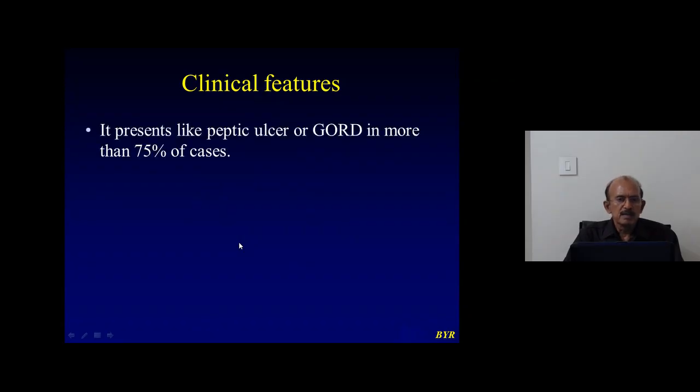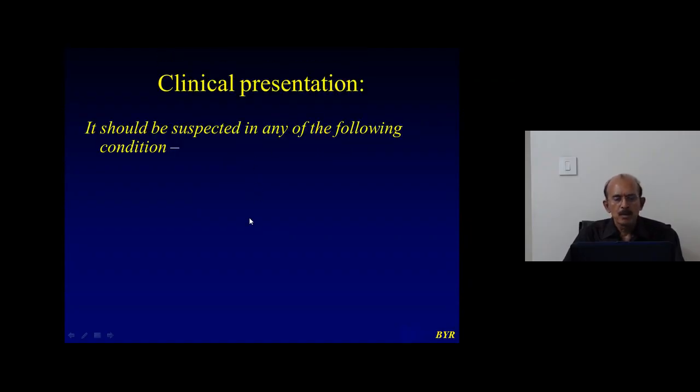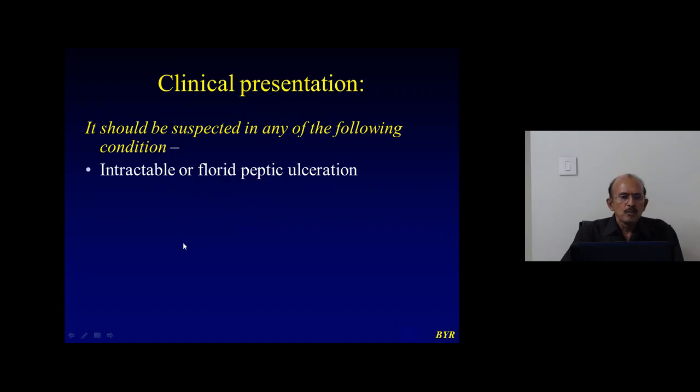Clinical manifestations: it presents like peptic ulcer or GORD, that means gastroesophageal reflux disease, in more than 75% of the cases. It should be suspected in any one of the following conditions: intractable or florid peptic ulceration. Normally we give proton pump inhibitors, which will cure the peptic ulceration in about 95% of the patients. In spite of high dose of PPIs, if the ulcer is not healing, then you should always suspect Zollinger-Ellison syndrome.